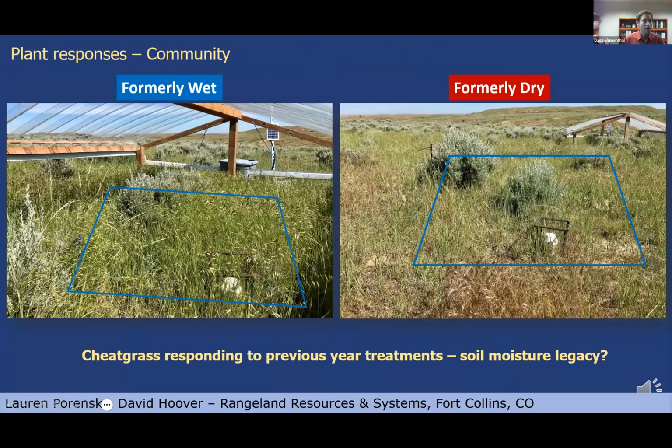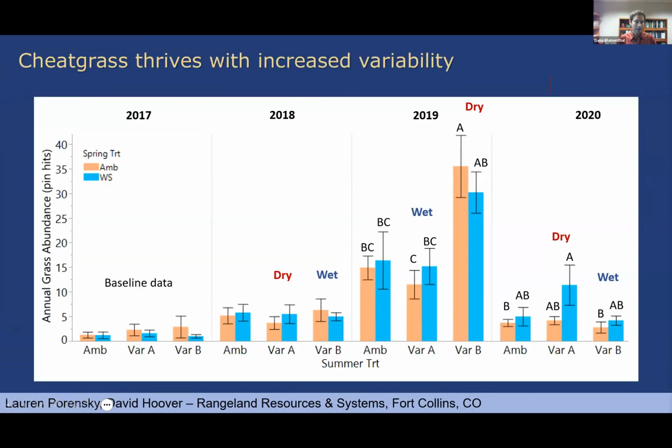So here's a picture of the treatments, the former. It's a bit complicated because there was a lag in the response, but the treatments that were wet the year before then showed up with a lot of cheatgrass under the shelters. And the treatments that were dry before still had a decent amount of cheatgrass, even though they were dry. Here's what it looks like graphically.